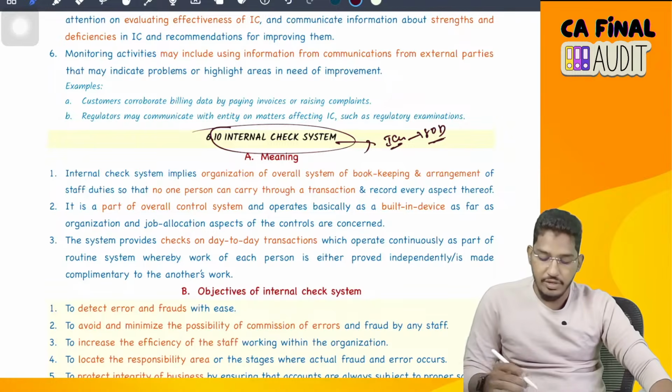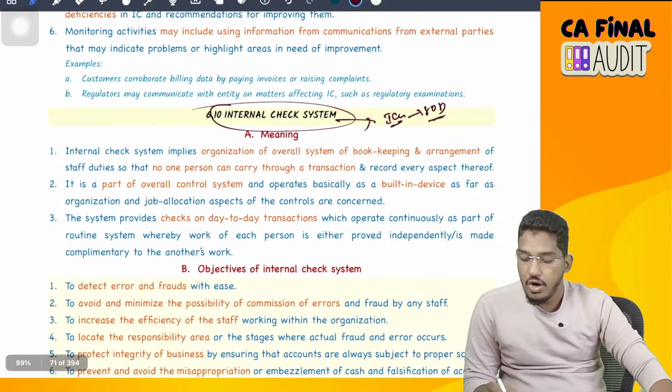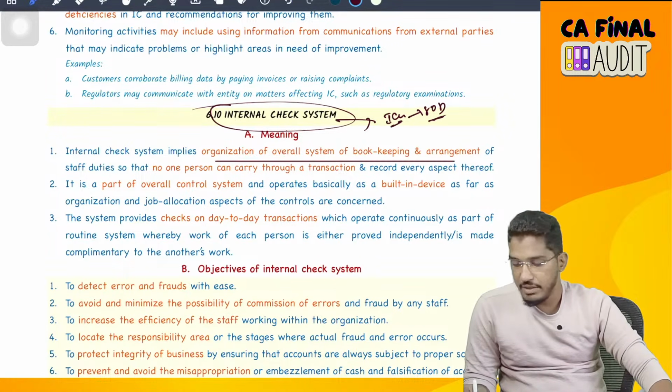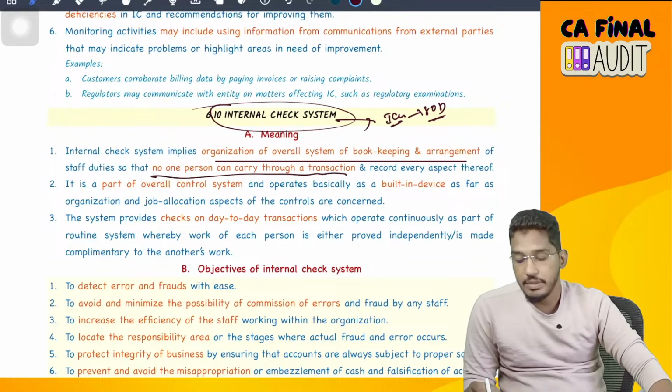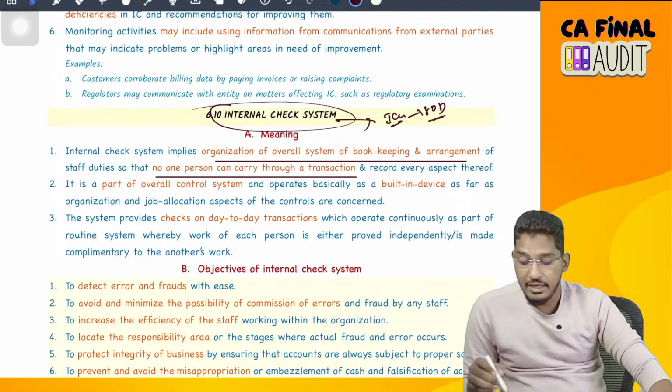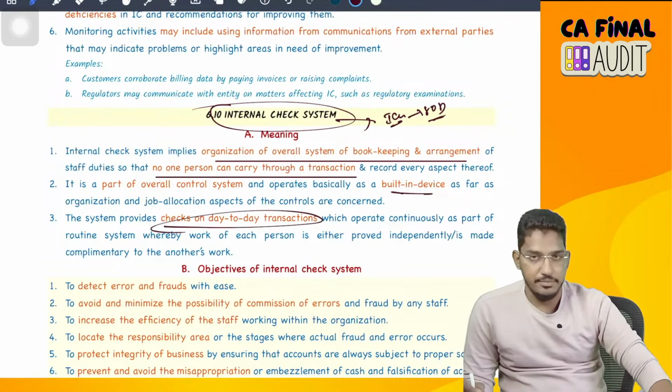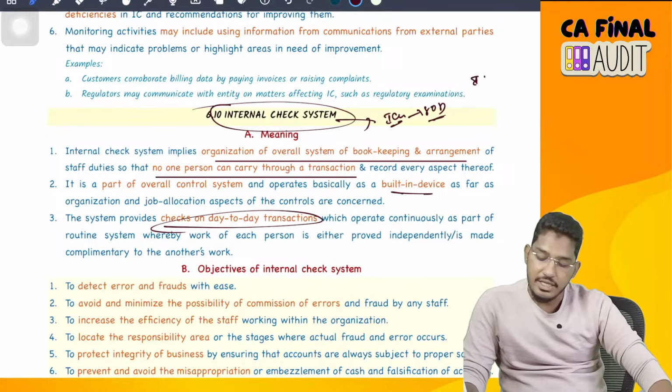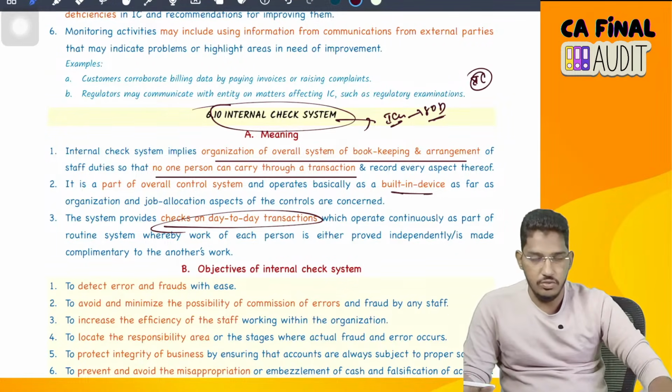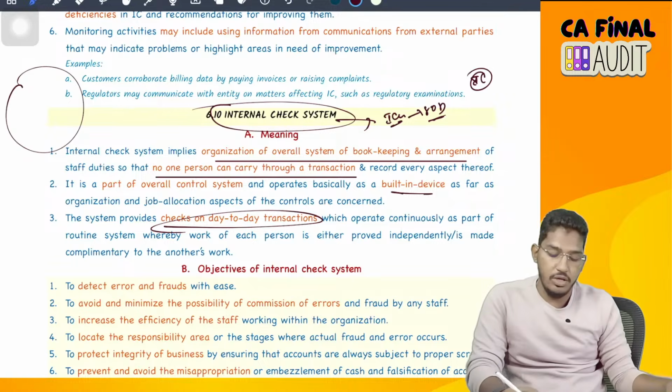Even if you read the meaning, you get the same thing. Organization of the overall system of bookkeeping and arrangement of staff duties, so that no one person can carry through a transaction and record every aspect thereof. And it is a built-in device where checking on a day-to-day basis will happen. Which means that the internal check system is actually a part of internal control. Internal control is a much broader perspective.